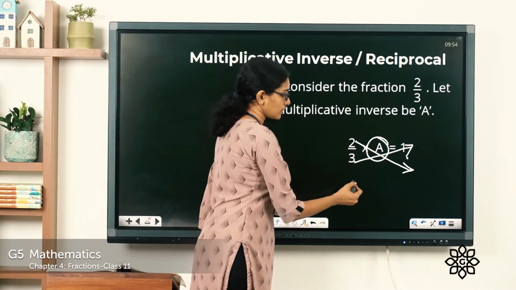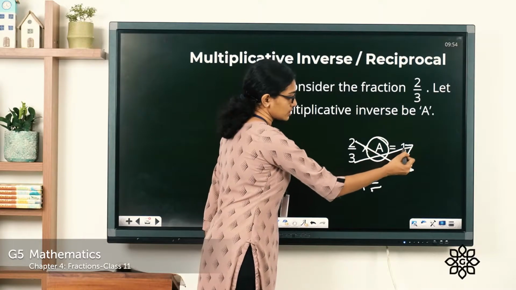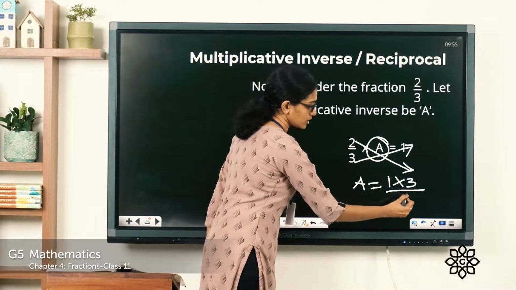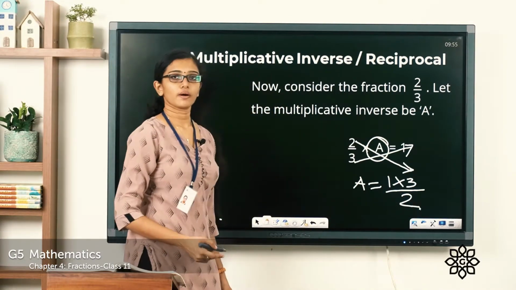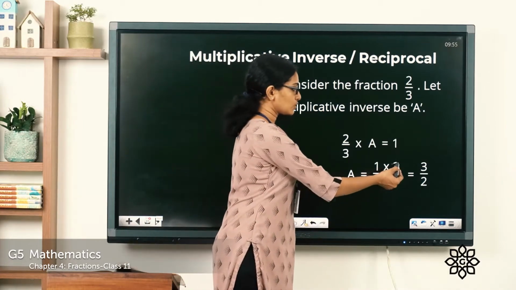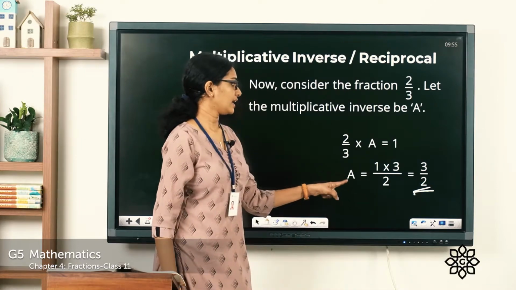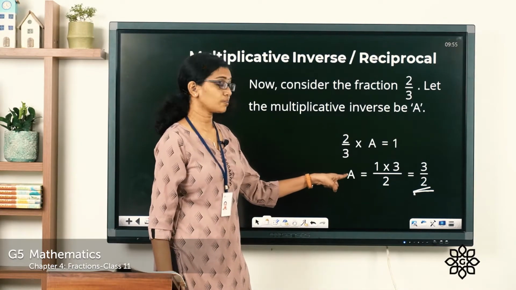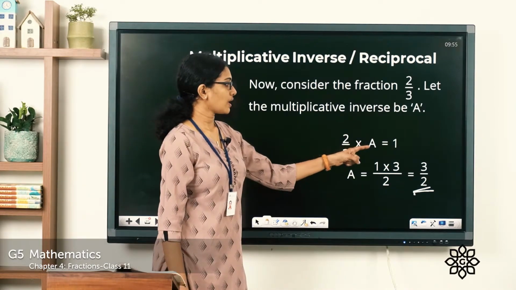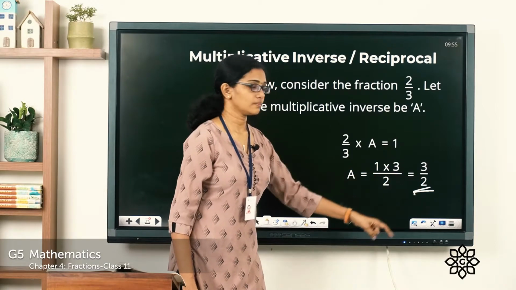So, this would be equal to a is equal to this 3 will go here, that is 1 into 3 by 2 will go to the denominator. So, that would be equal to 1 into 3 by 2. So, what is 1 into 3 by 2? 1 into 3 is equal to 3 by 2. So, there we have a. So, a was supposed to be the multiplicative inverse or the reciprocal. So, we have found out the reciprocal of this given fraction and that is equal to 3 by 2.